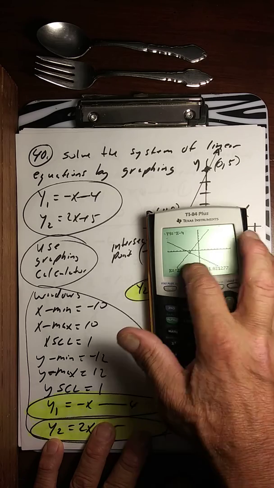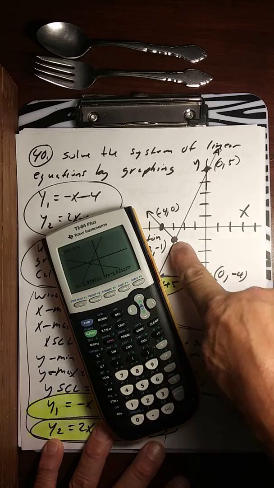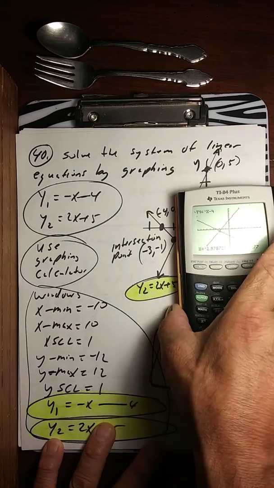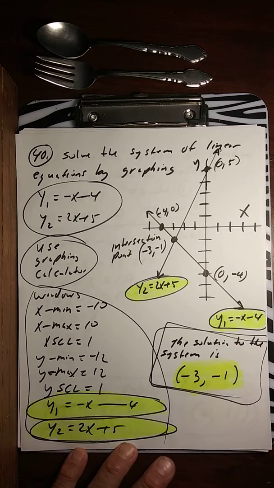Yep, -3 and -1, right. See those numbers here? So -3 and -1 right there, that's the solution for this. Okay, using your graphing calculator, of course.